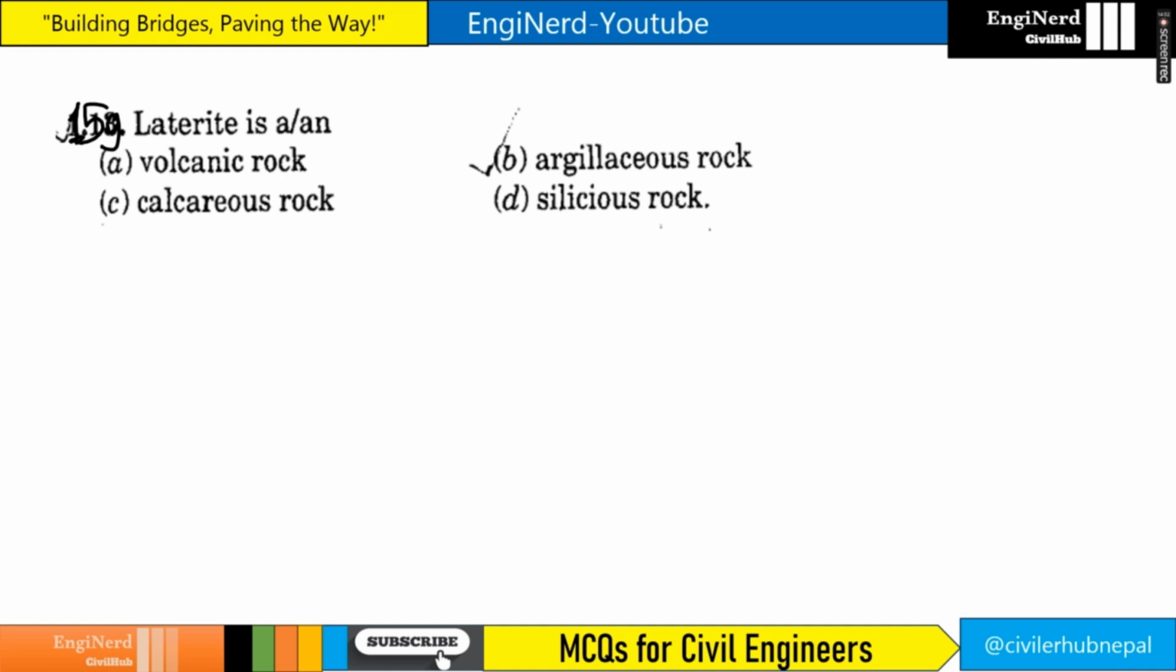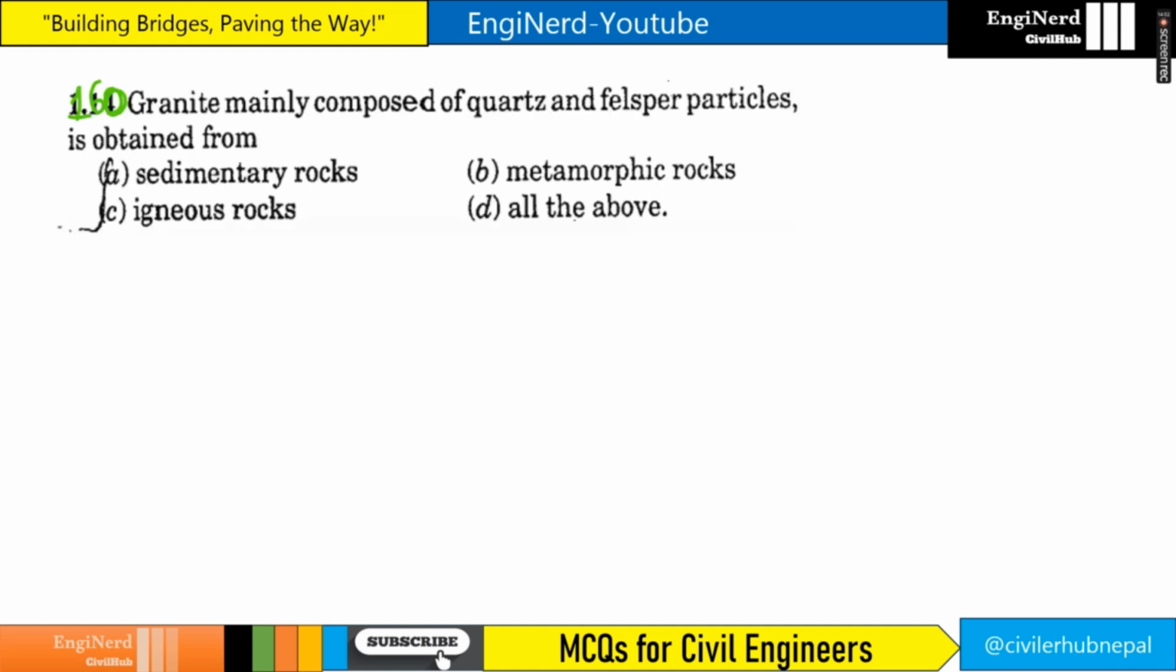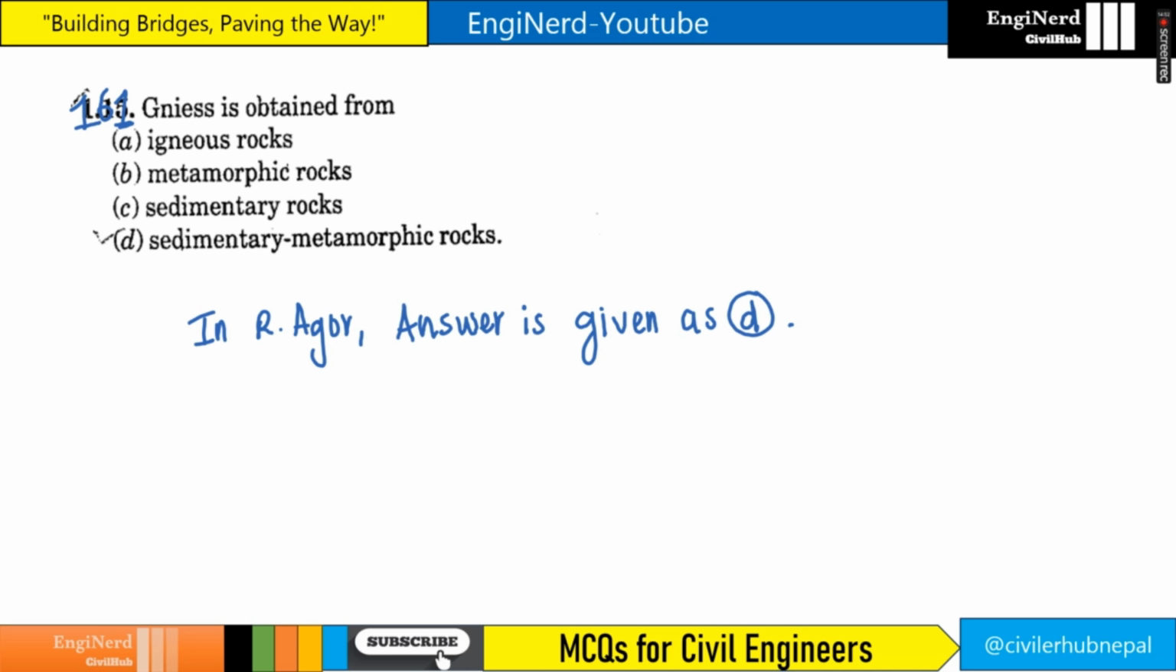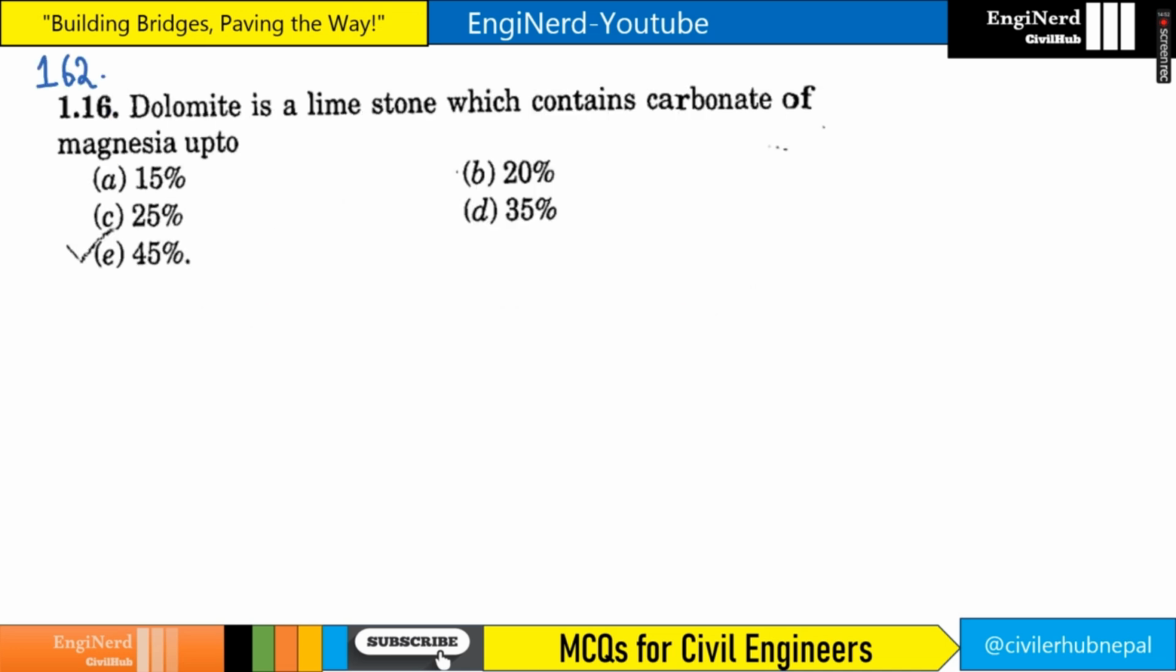Laterite is argillaceous rock. And granite, mainly composed of quartz and feldspar particles, is obtained from what? It is obtained from igneous rocks. Gneiss is obtained from, so if you see in the book, the answer is given as metamorphic rock. I don't know the main reason behind it, but you need to remember option number D is the answer.